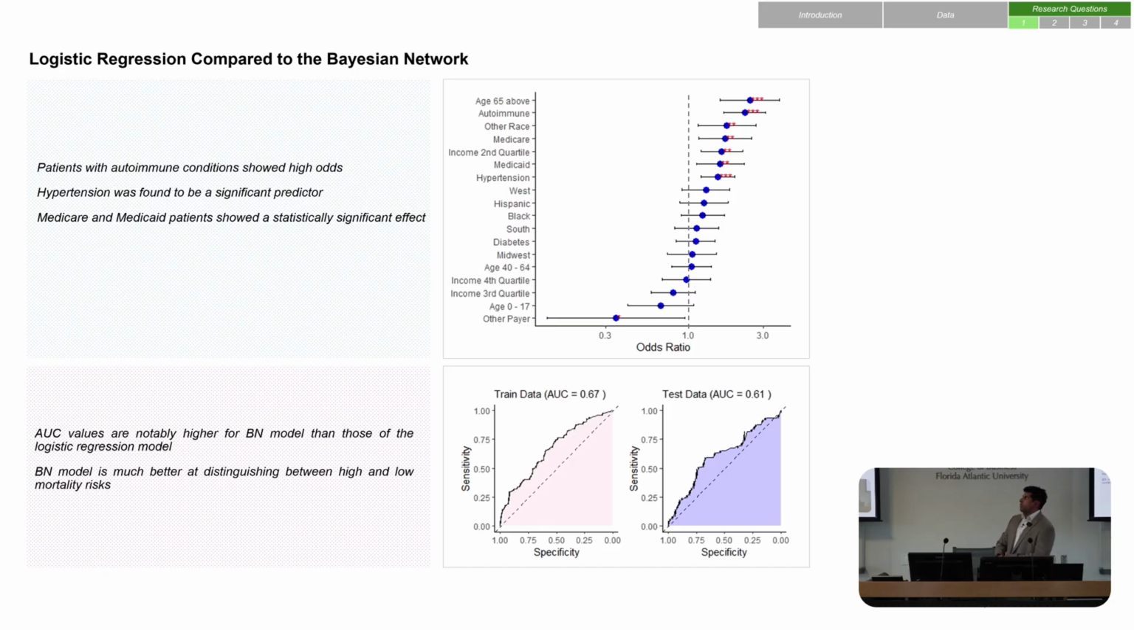So the purpose of doing this analysis wasn't to show the strength of the Bayesian networks compared to the logistic regression. It was just to validate the results and show that if we use the variables as is that we put in the Bayesian network into the logistic regression, the performance in terms of validation is not the same.